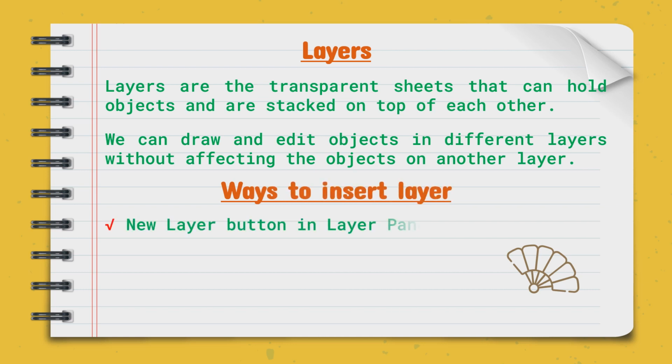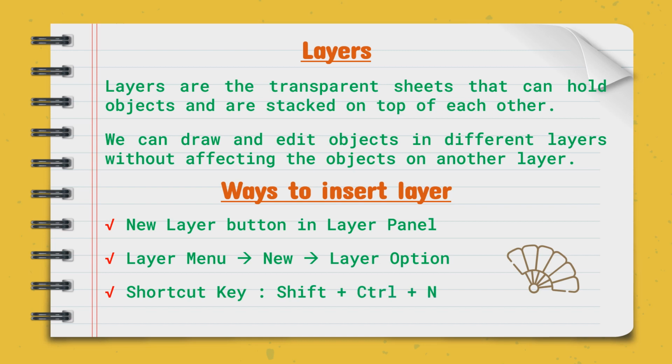Now, what are the ways to insert a layer? There are three ways to insert a layer. One, the new layer button at the bottom of the layers panel. Second, layers menu, new option, layer option. Third, the shortcut key that we had just learned, Shift plus Control plus N.